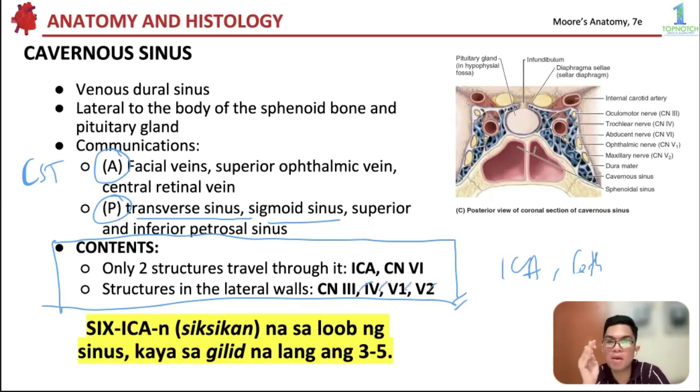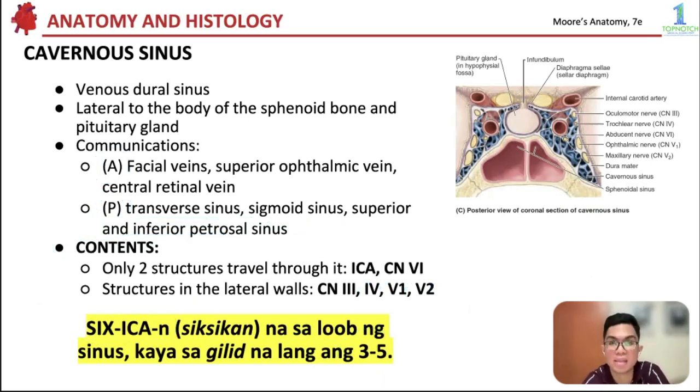That's why I thought of the cavernous sinus as a jeep. So you're already seated inside: CN6 and the internal carotid artery. And since the seats inside are taken, CN3 to V1 and V2 just hang on at the side. Okay, so I hope that also helps you remember the contents of the cavernous sinus.